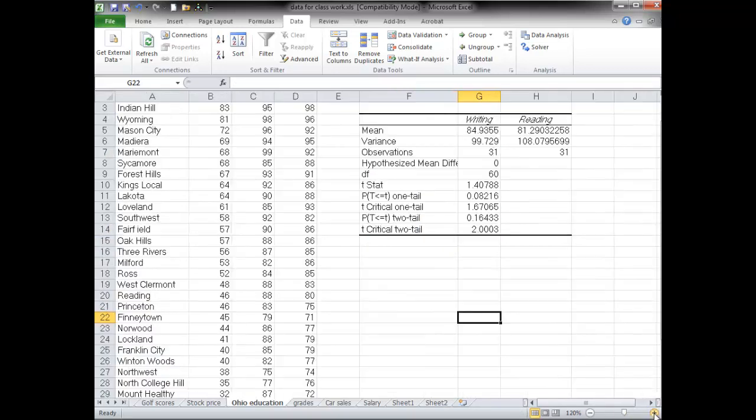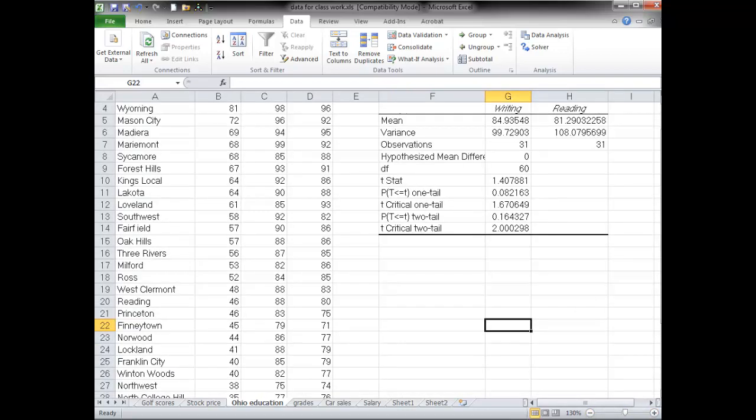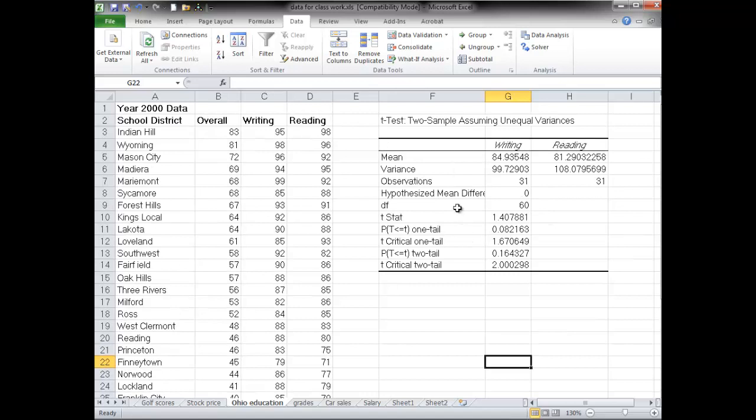Here's what we are looking at. Let me zoom in a little bit. Is that too much? Here we go. Let's look at the averages. The writing average is almost 85. The reading average is about 81.3.